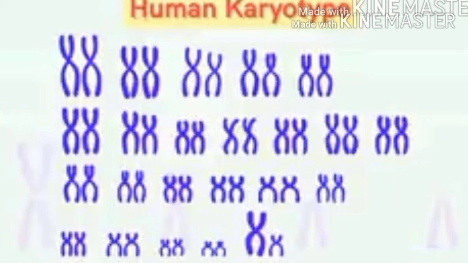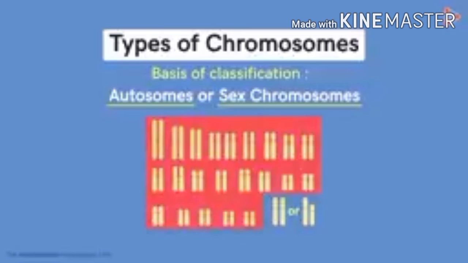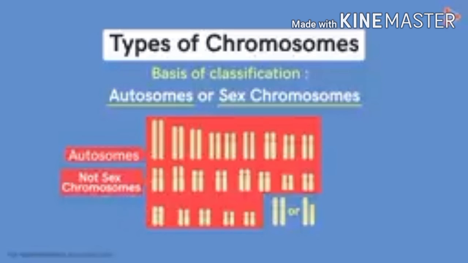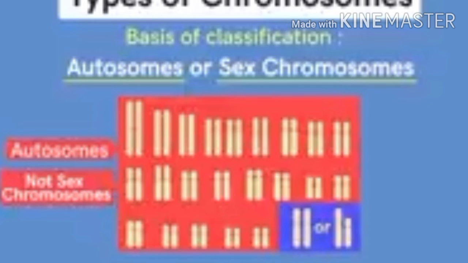The next one is the human karyotype. The number of chromosomes in all living organisms is constant. In human beings, we have 23 pairs of chromosomes. Out of 23, 22 pairs are autosomes and the 23rd pair is the allosome or sex chromosome. In the body cells of a sexually reproducing organism, the chromosomes generally occur in pairs. This condition, 2n chromosomes, is called diploid.